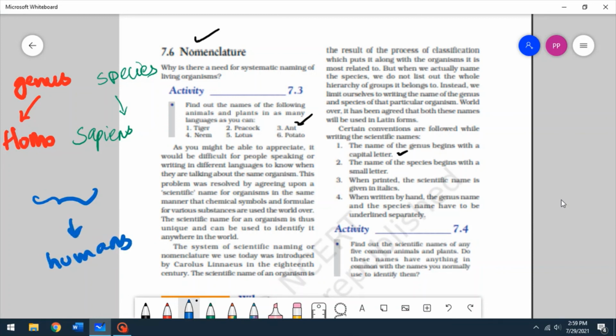So the name of the genus must begin with a capital letter. If you notice here, I started Homo with a capital H, because the name of the genus should start with a capital letter. The name of the species must begin with a small letter. So you might think, okay, you started with the capital letter, why didn't you start the name of the species with a capital letter? Because the name of the species should be in lower case letters.